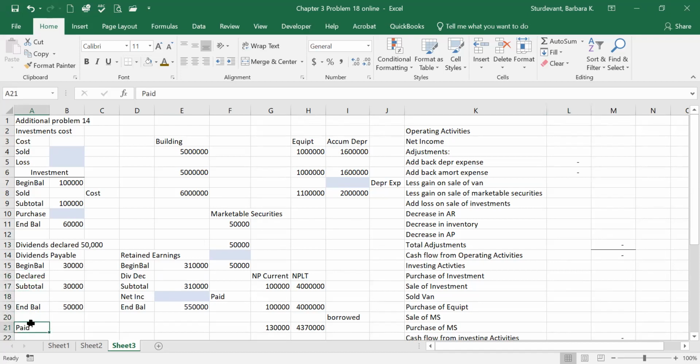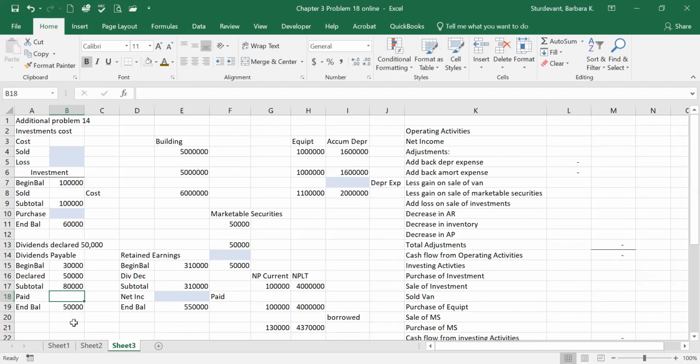It's an addition, I believe. Because dividends declared says the company now has more obligation to pay dividends, so that increases the dividends payable. Okay, declared will increase.